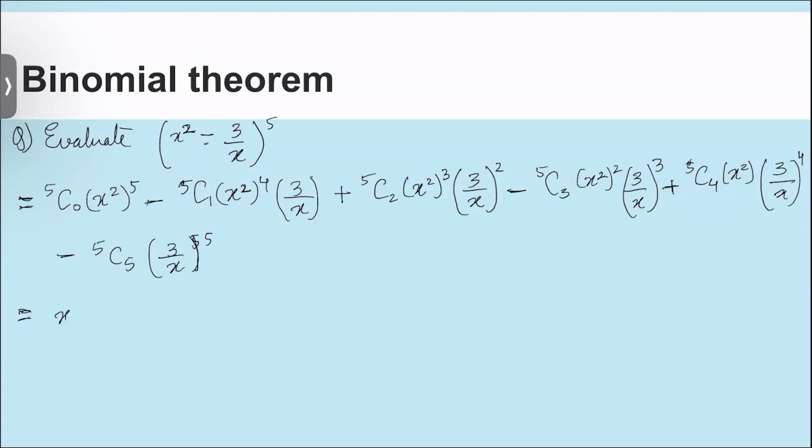So this will be x raised to 10 minus 5. This is x squared, so this will be into x raised to 8. Okay, and there is one x in the denominator, so this will be 5 into x raised to 7 multiplied by 3. Okay, then you will have plus 5c2, which is 10.